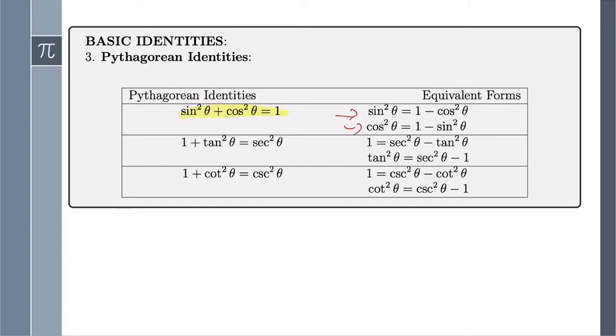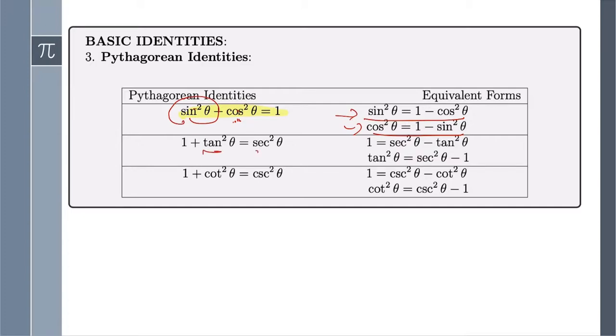Because now from here, if you solve for sine squared theta, that means if you subtract cosine squared theta, you get this one. Now if you solve for cosine squared theta, or if you subtract sine squared theta, then you get this one. Okay. So sine and cosine are connected by that Pythagorean identity.